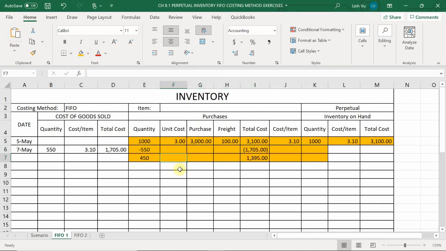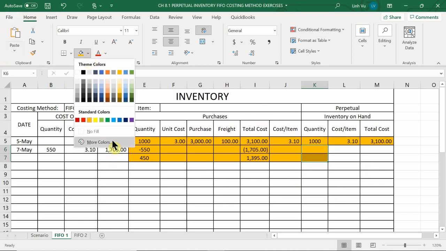So that means at the end of the day, after I sold something, I should have 450 items remaining. So now that I completed my transaction here, I'm going to go ahead and update my inventory, because right now it shows me that I have 1,000 items in inventory when I really don't.